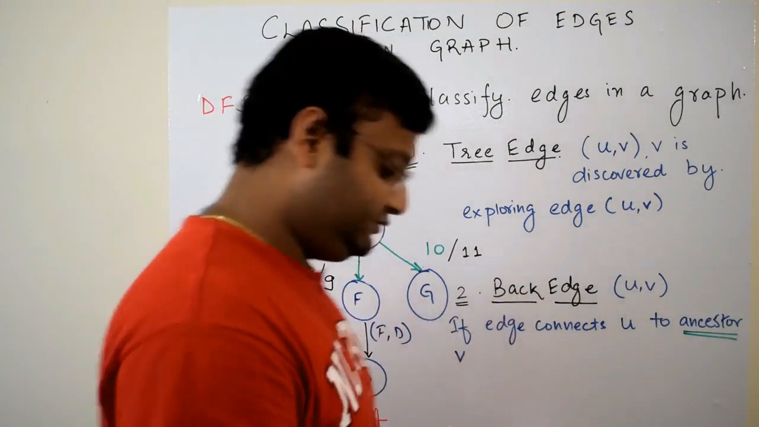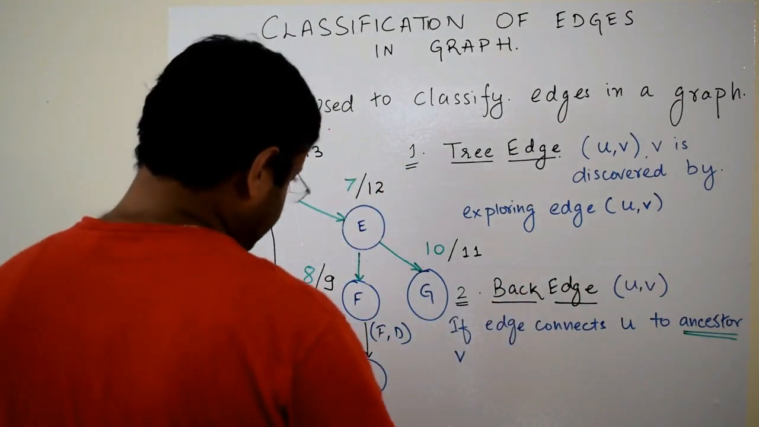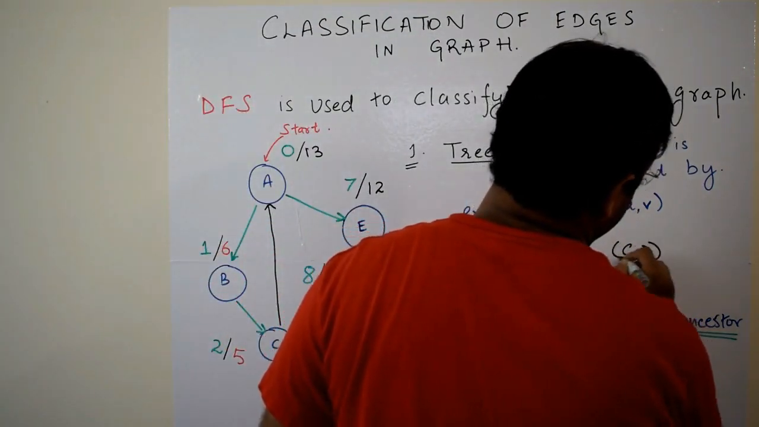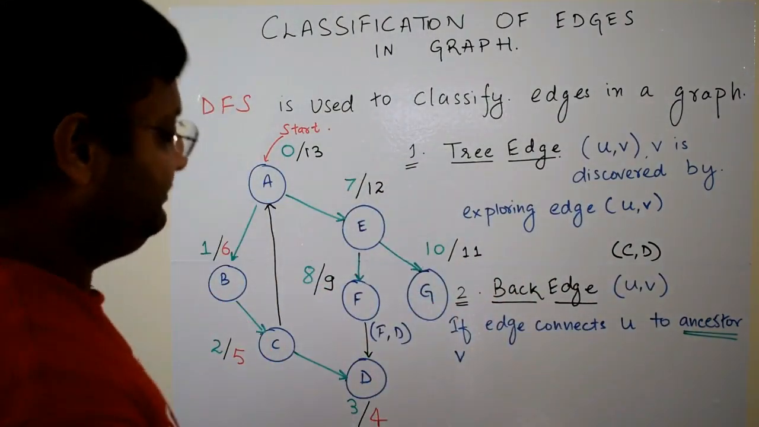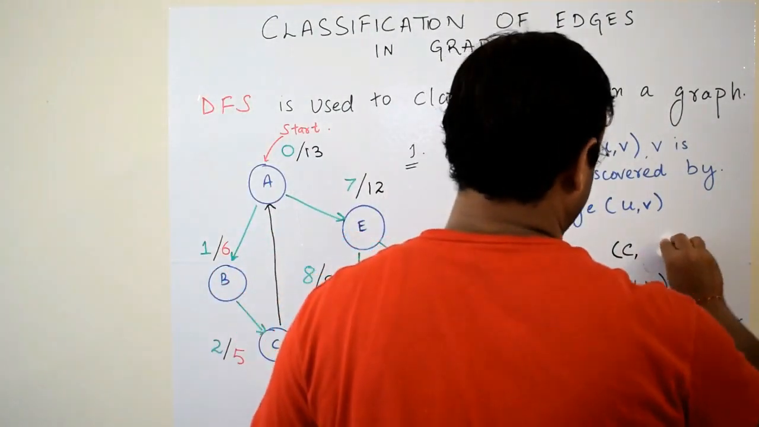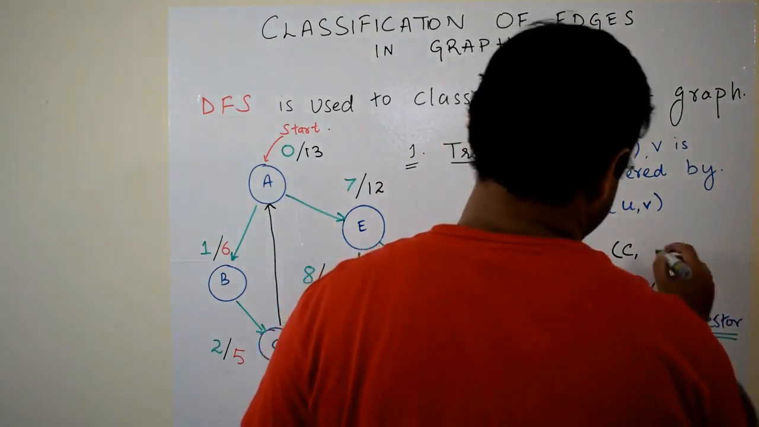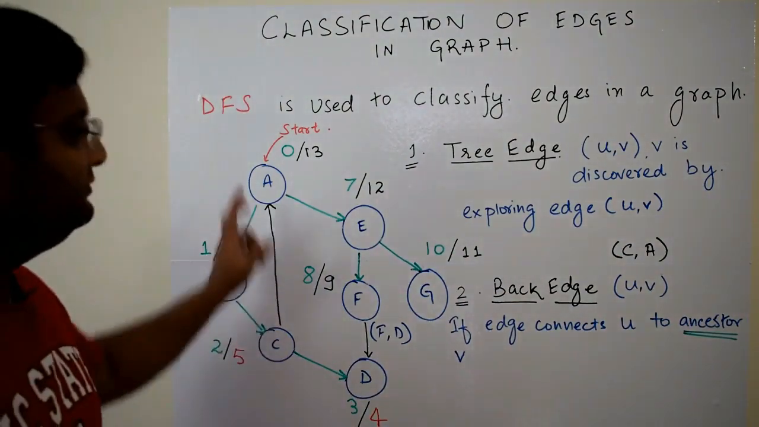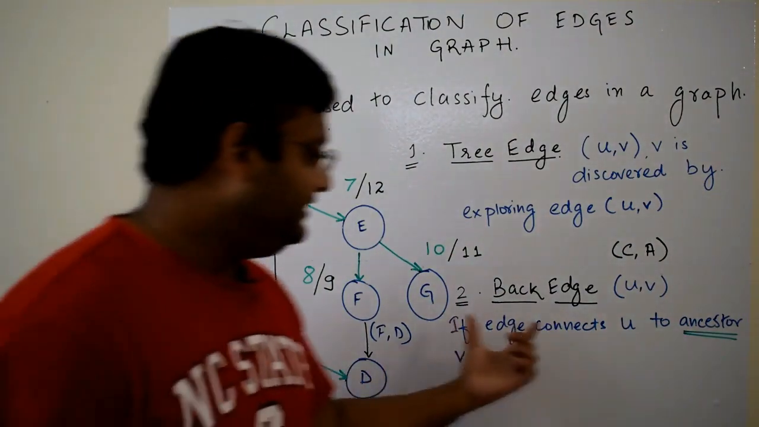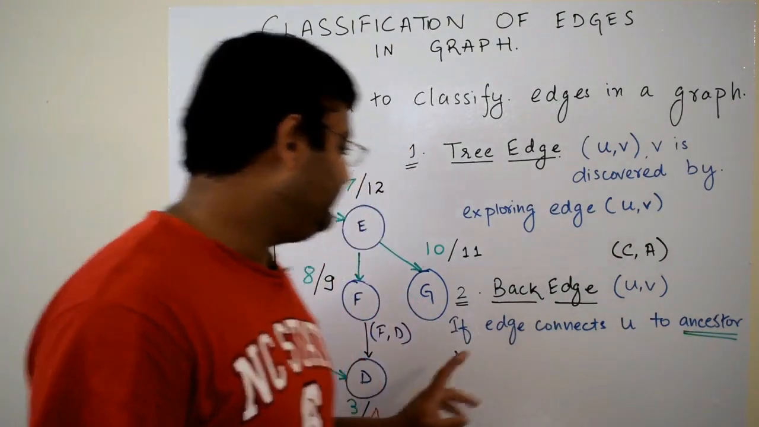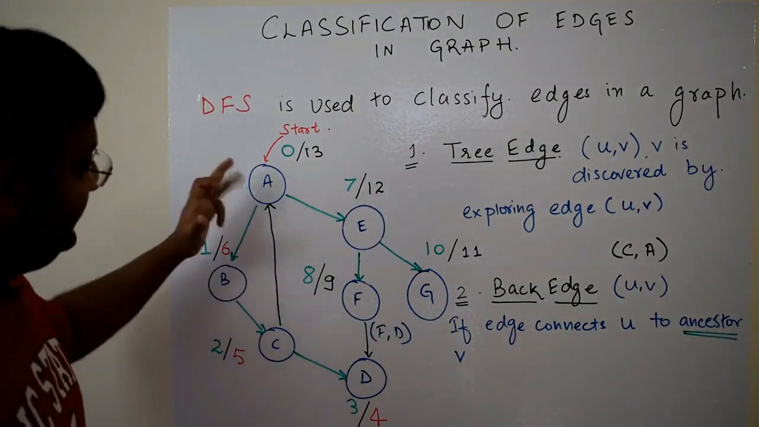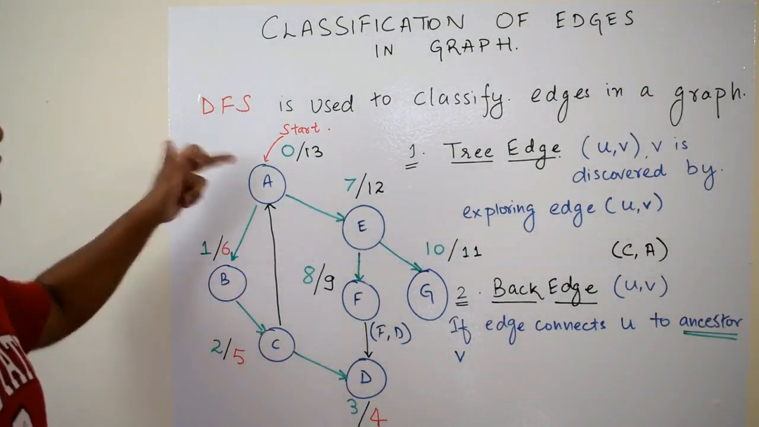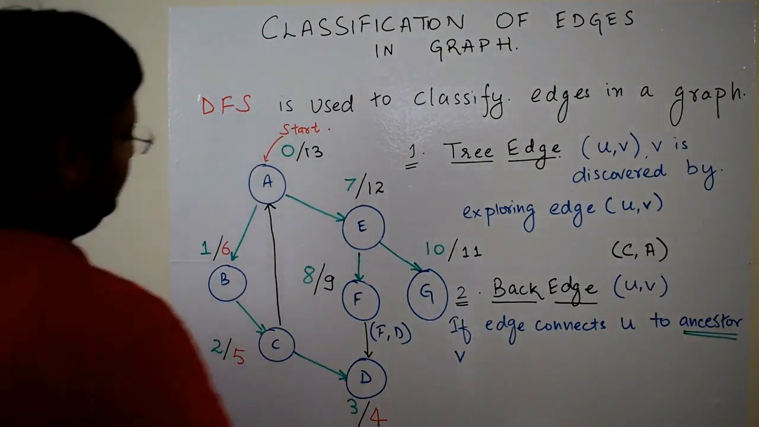If we have taken an edge, for example in this case, what is the edge we have taken? C comma D, I'm sorry, C comma A. I'm very sorry. C comma A is my edge because the edge is directed from C to A. Now it says that if an edge connects U to ancestor V, then it's a back edge. So is A an ancestor of C? Yes, it is, and this edge connects a descendant to its ancestor. So yes, this is your back edge.